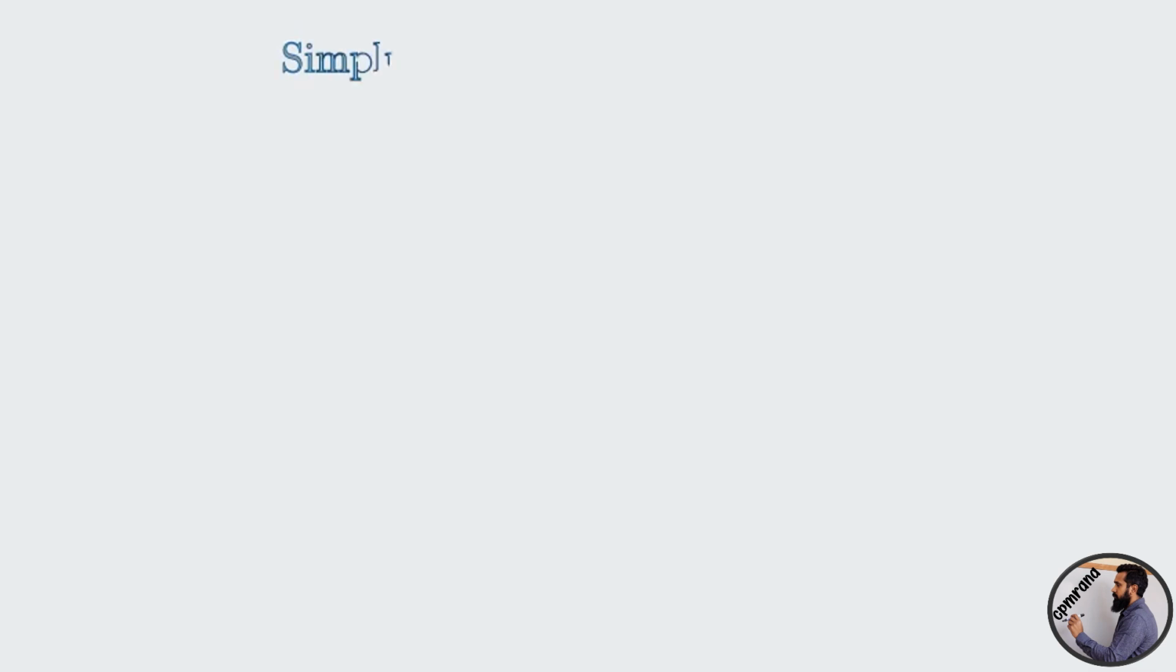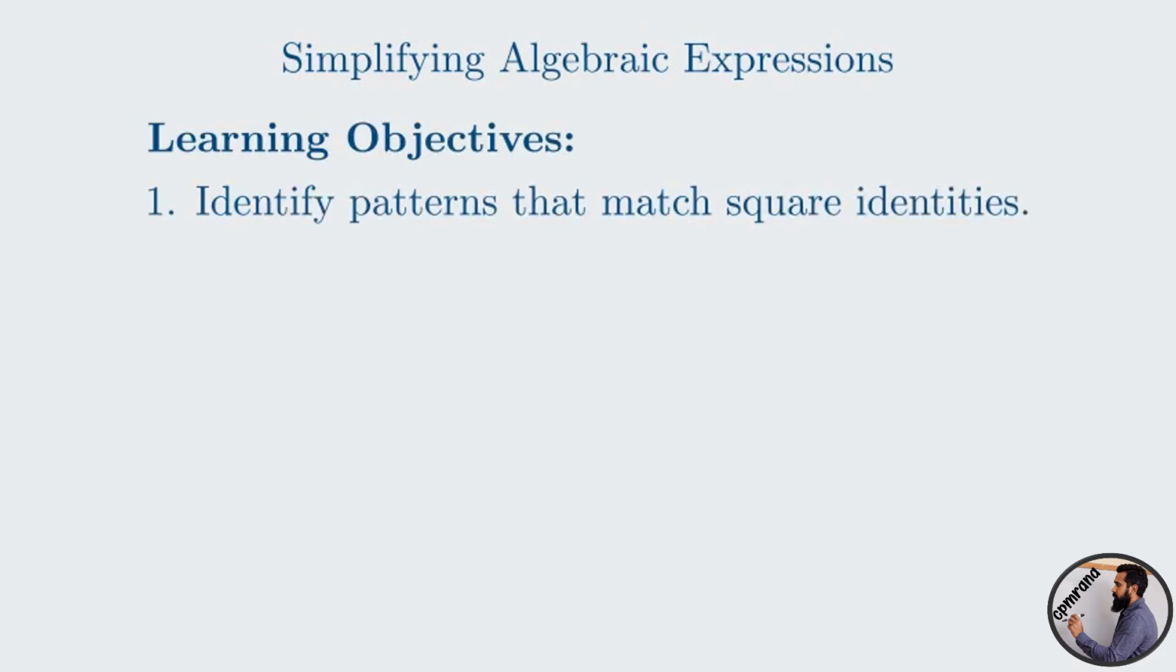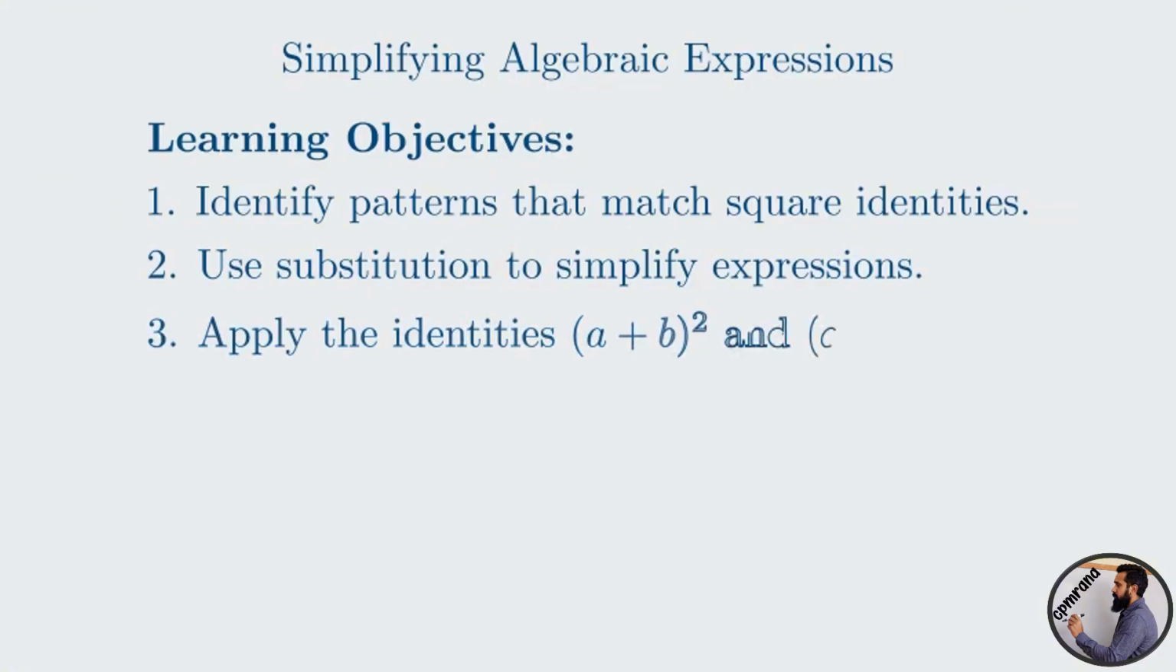Today, we are going to learn how to simplify complex algebraic expressions by identifying and using basic algebraic identities. Our learning objectives are to: 1. Identify patterns that match square identities, 2. Use substitution to simplify expressions, and 3. Apply the identities (a plus b) squared and (a minus b) squared.